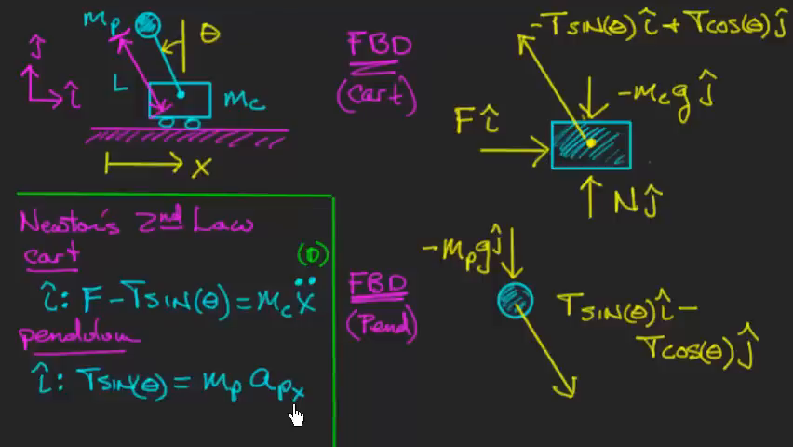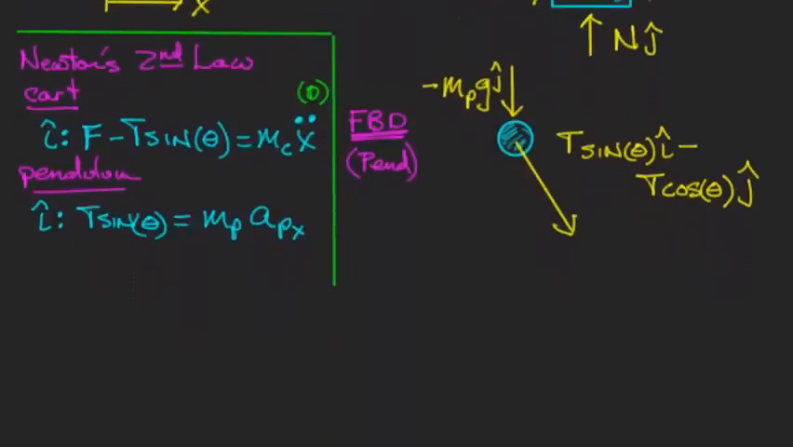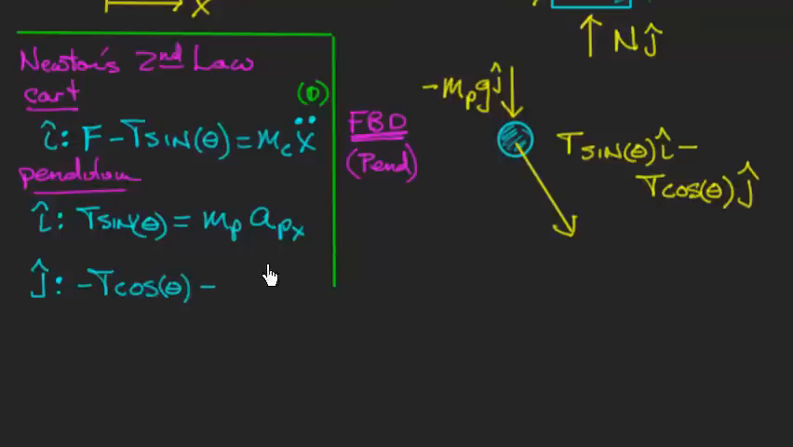All right, so next we'll move over to the vertical direction. Let me scroll upward a little bit. We don't have to see those pictures up ahead. We just look at the pendulum now. So in the j-hat direction, minus T cosine theta pulling down. We have the weight pulling down as well, so minus mpg. And this has to equal the mass of the pendulum times the vertical component of acceleration of the pendulum. All right, so those two equations for my pendulum, horizontal and vertical, I'll give those labels too. I'll call them equation number 1 and equation number 2.